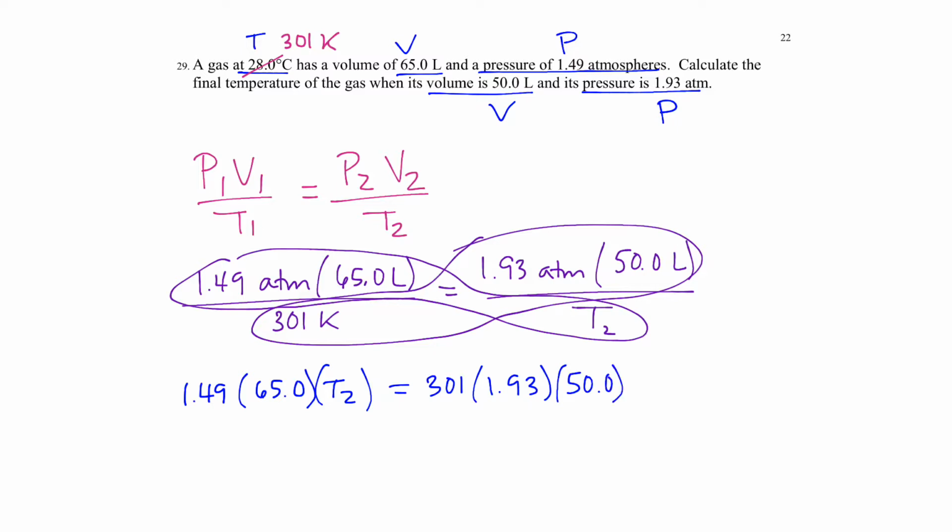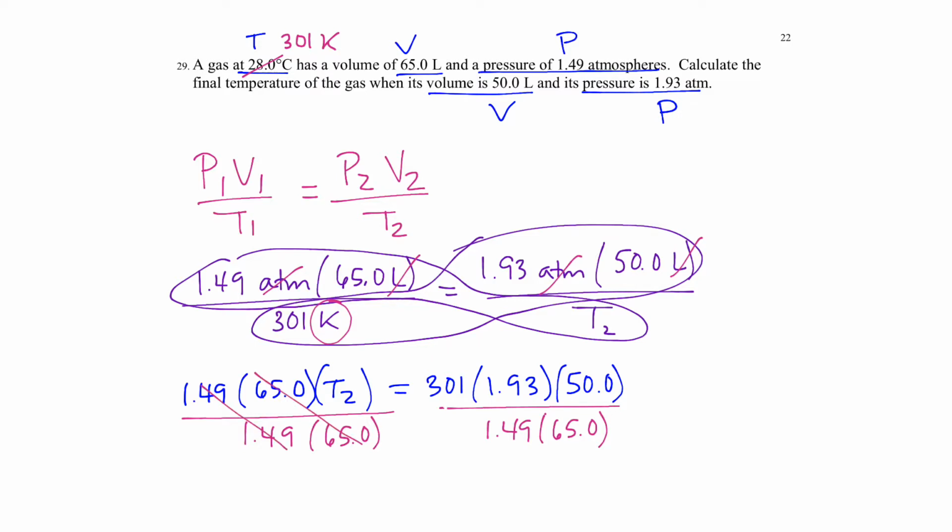Now notice the units: ATM would cancel on both sides, liters would cancel on both sides, and we're going to be left with Kelvin. So if we divide both sides by the coefficient of our variable here, you can also simplify and just make these single numbers if that's easier for you. If we do that, we'll see that T2 equals 301 times 1.93 times 50 divided by this product in the denominator. So all in all, that would give you just around 300 or 301 Kelvin.